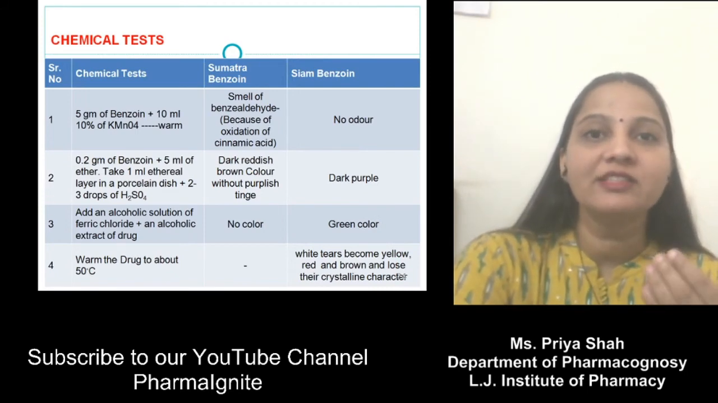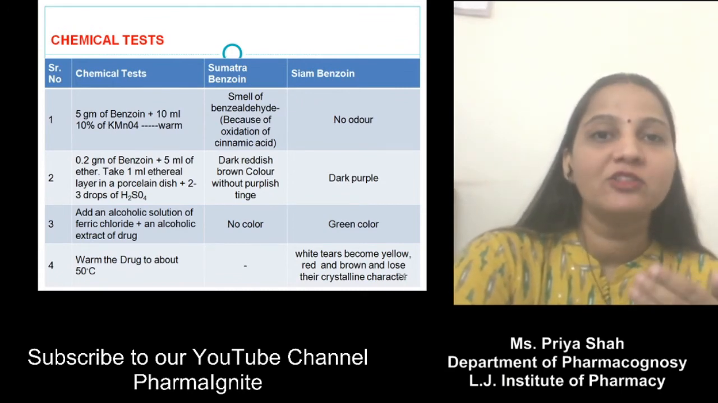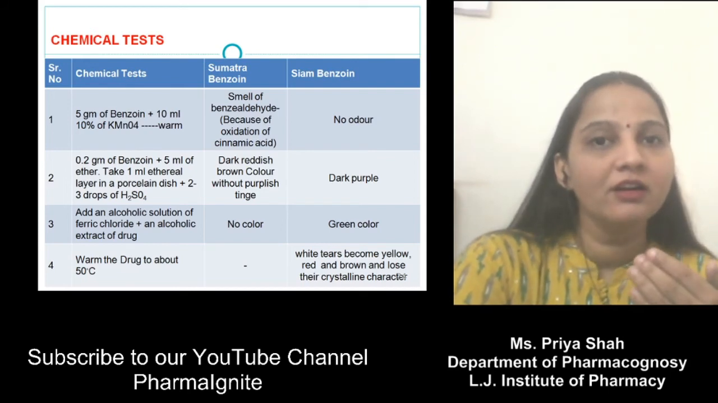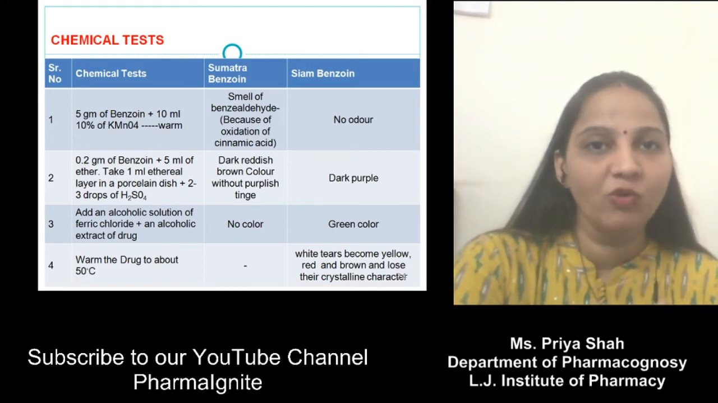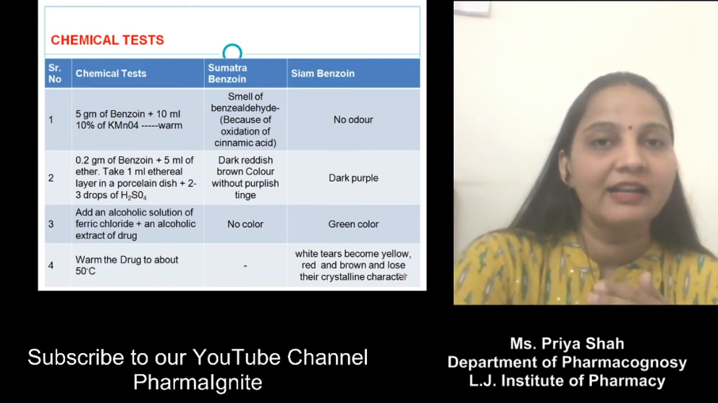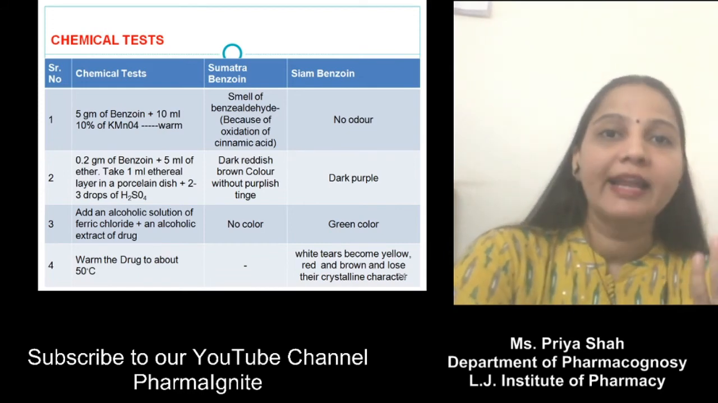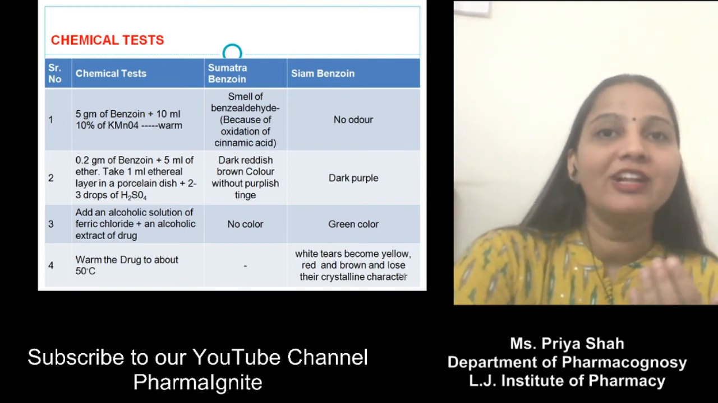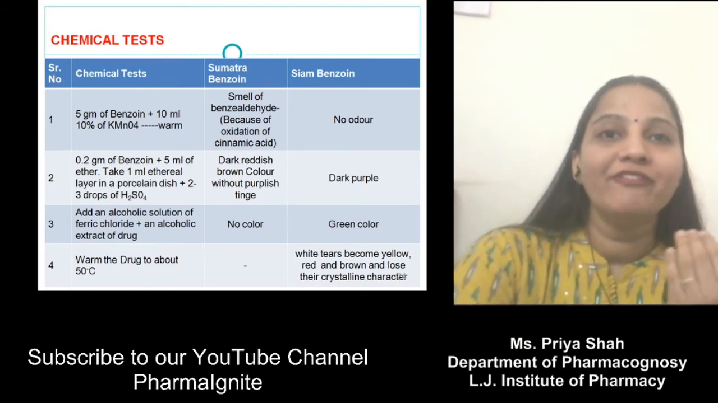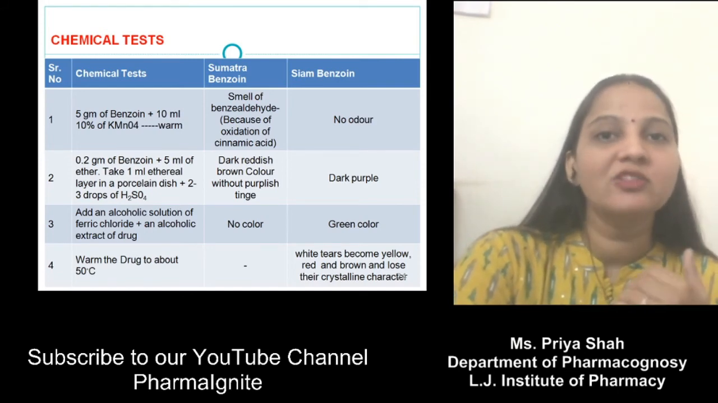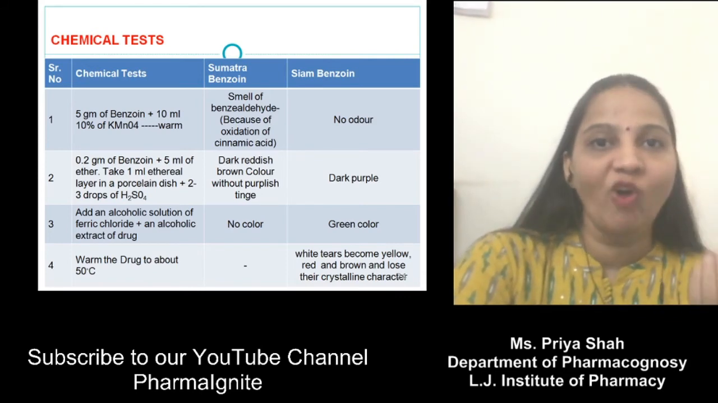In the chemical tests, the first test indicates the presence of cinnamic acid. Sumatra benzoin will give a positive test with KMnO4, because the cinnamic acid percentage is higher, so it will be converted into benzaldehyde after oxidation, while Siam benzoin will give a negative test. The second test is with the ether layer, which shows a tinge, while Siam benzoin is negative. Then with ferric chloride, Sumatra benzoin will not give any color, while Siam benzoin will give color. And the last test is the warming test.